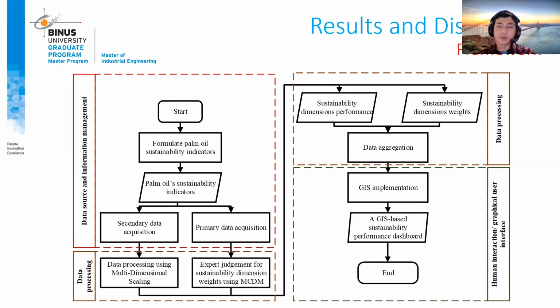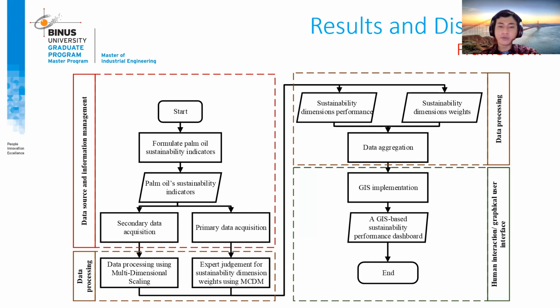This is the framework of this research. So for starters, we have to formulate palm oil sustainability indicators. After we get the sustainability indicators, there are primary data acquisition and secondary data acquisition. For the primary data acquisition, the next step is expert judgment for sustainability dimensions using MCDM. And for the secondary data acquisition, it is data processing using multidimensional scaling.